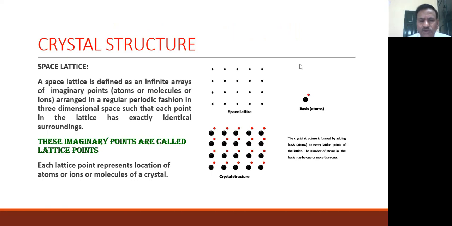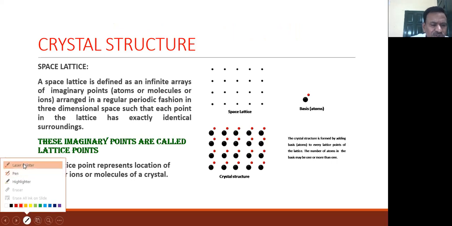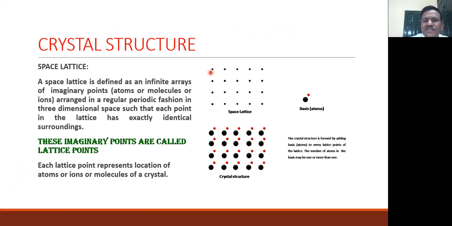First, what is meant by space lattice? Here, in loose language, I can say that these are the chairs. Chair 1, chair 2, chair 3, 4, 5. You see, all these chairs are what? They are arranged periodically, or in a particular order. All the chairs are arranged.